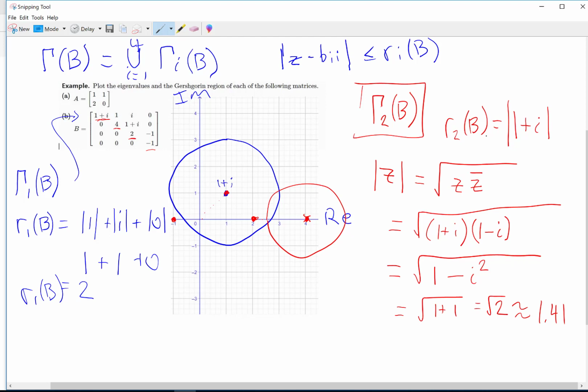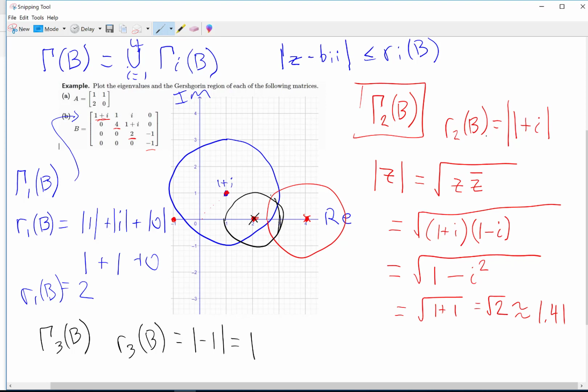Let's go to black, and we'll plot gamma 3 of B. Now gamma 3 of B is centered at 2, and its radius, R3 of B, would be, well, we have a 0 and a -1, so the absolute value of -1 is 1. So this Gershgorin disk is a circle of radius 1. So I guess it'd go right through that 3 there.